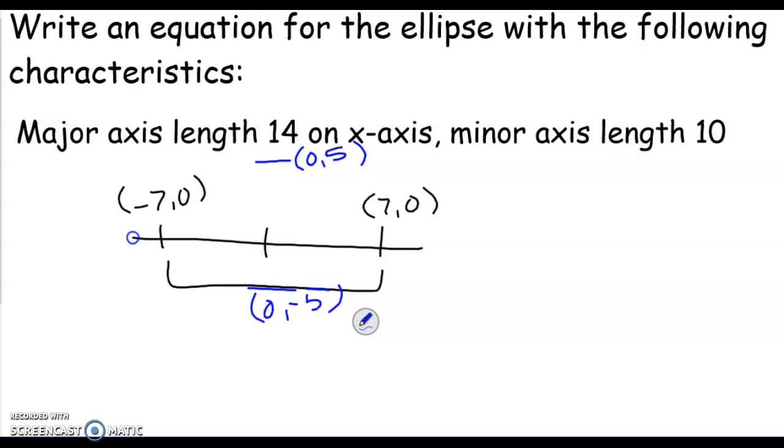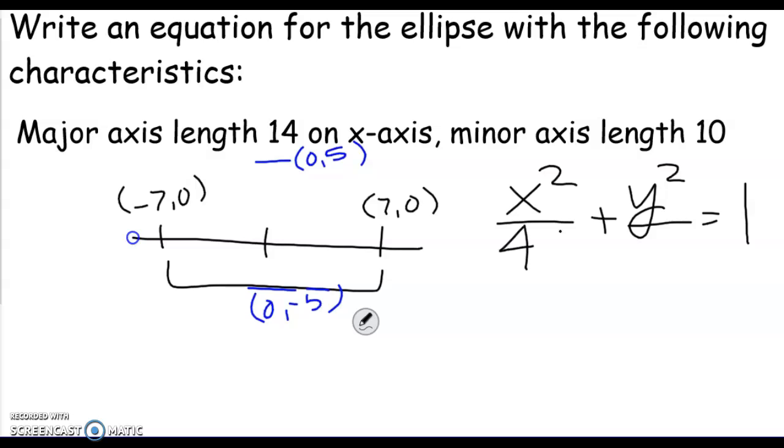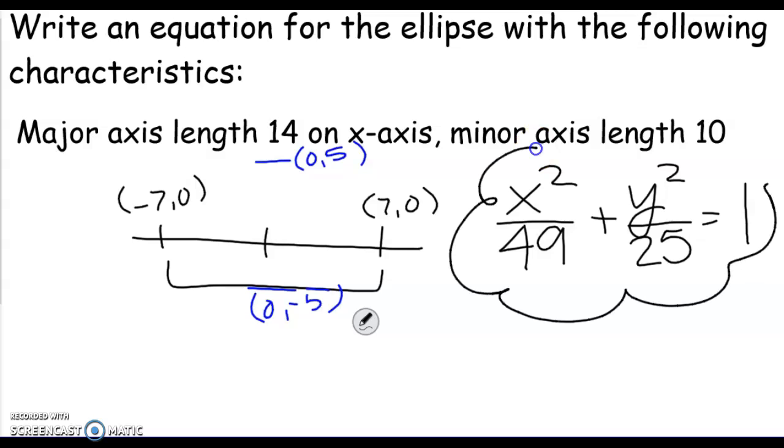Okay, so that tells me all the things I need, I think, because I know that it's going to be x squared over something plus y squared over something equals 1. So, 49 and 25. Think for a moment, see if you can find it. Really, can you find why that is the way it is? So, there's my equation.